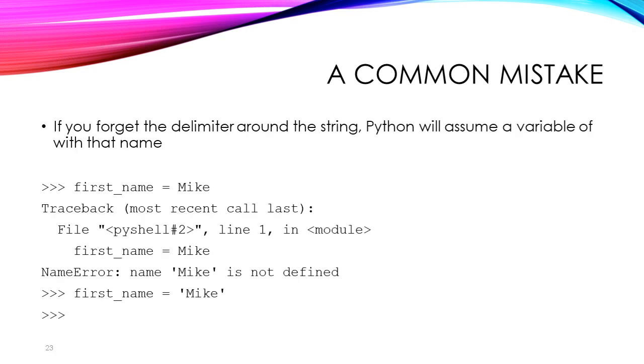A very common mistake when you start programming is forgetting to put the delimiter around the strings. So here's an example of I'm trying to assign a variable first underscore name equal to Mike, and I forgot my delimiter. Now Python isn't going to say, oh, you forgot a delimiter. What Python is going to assume is that Mike is another variable pointing to an object. And so the error message you get is Mike is not defined. So of course the fix for it is simply including the delimiters around the strings.